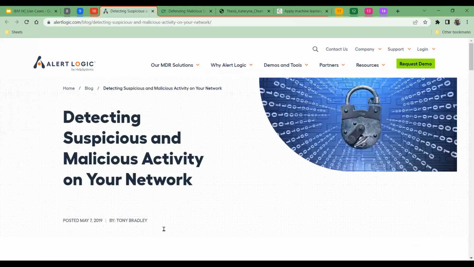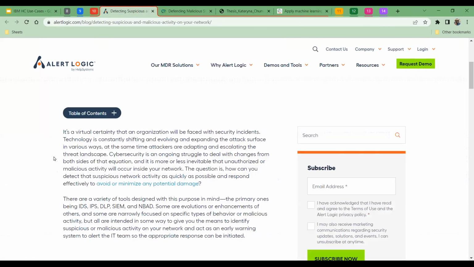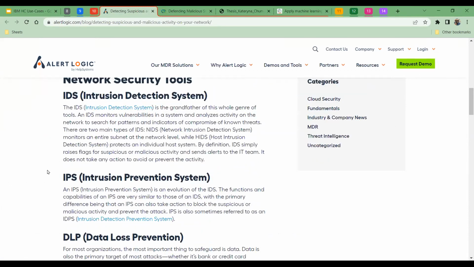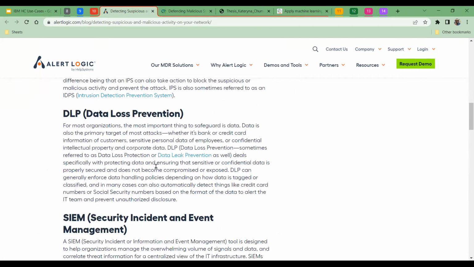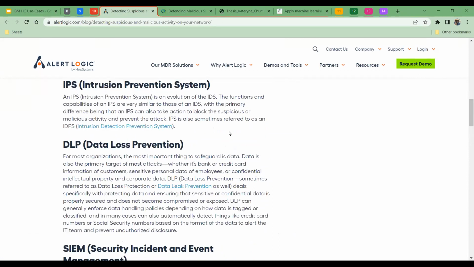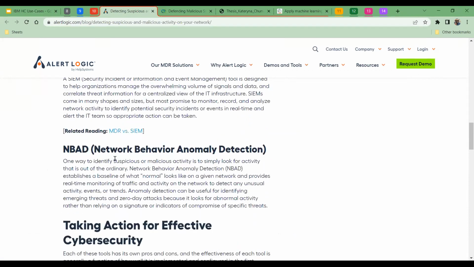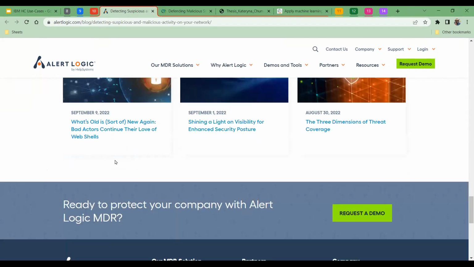This is a company called Alert Logic. They have this solution called detecting suspicious and malicious activity in your network. These are the types of malicious activities that can happen: intrusion detection, intrusion prevention, data loss prevention. Intrusion detection attacks can happen, and intrusion prevention are the tools that we can use to stop the attacks.